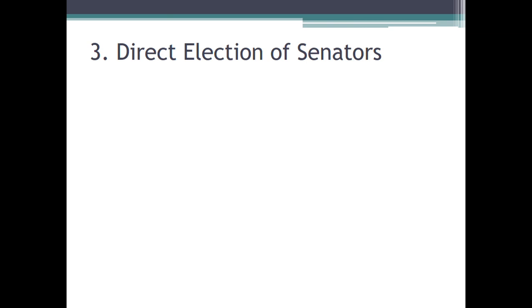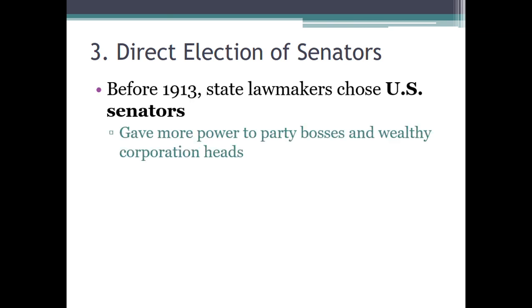Okay, the third one, how did the 17th Amendment help give Americans more of a voice in government? Well, this was in the chart we started with. Because we can now vote for those senators, they're more accountable to us. They're going to listen to us.